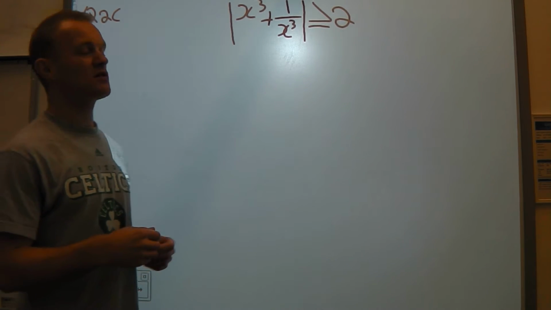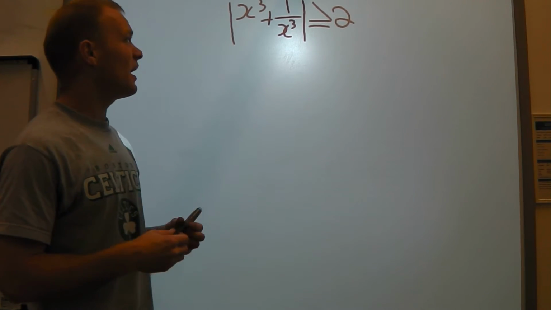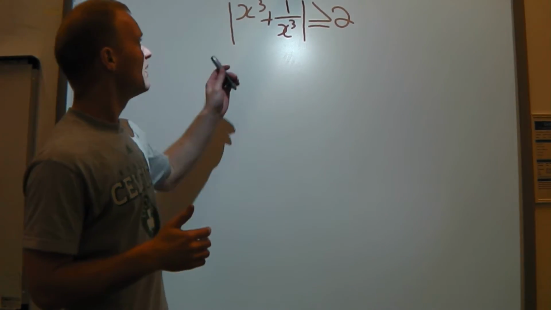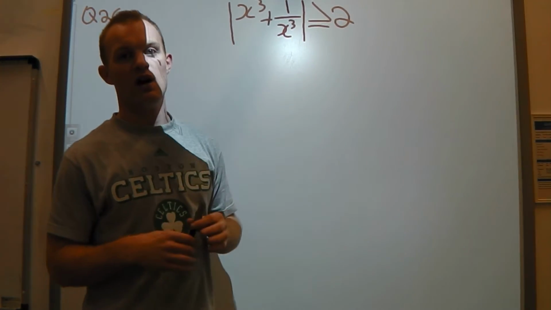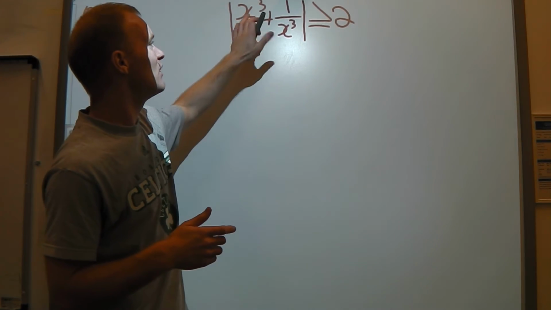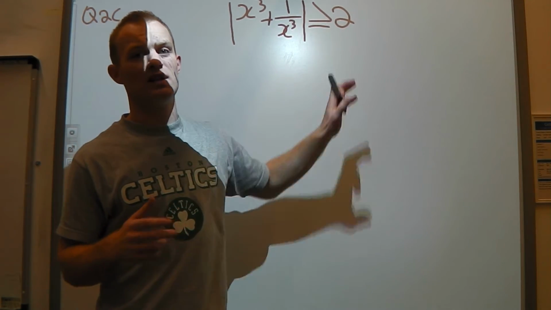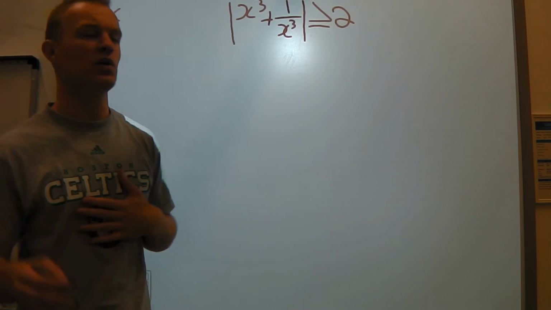Now with this question here, it's important to know your inequality rule. That is, when x is positive, then the value of this term here is greater than or equal to 2. And when x is negative, that means that the value of this term here is less than or equal to negative 2. So we have to prove it true for both cases.